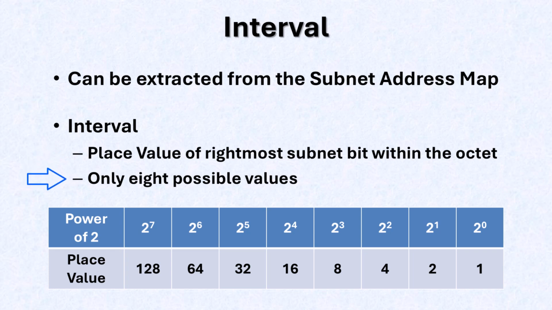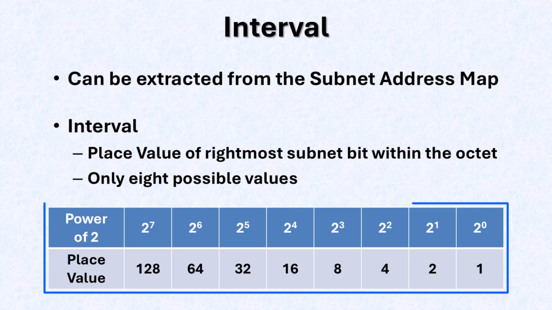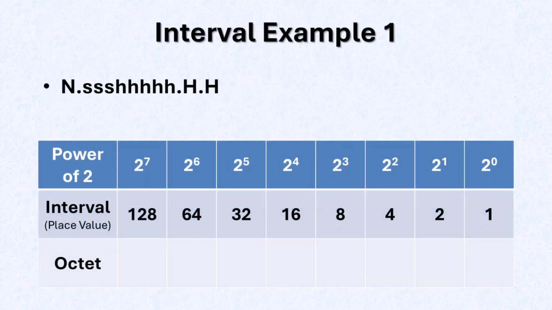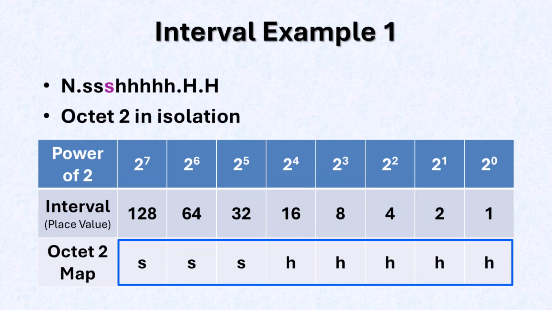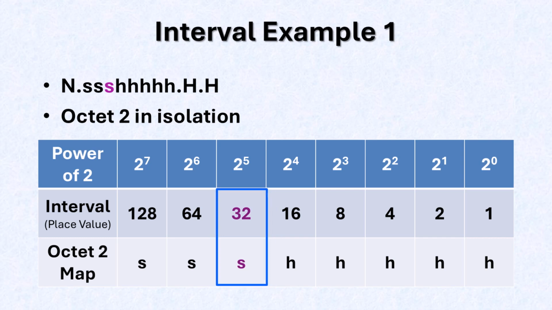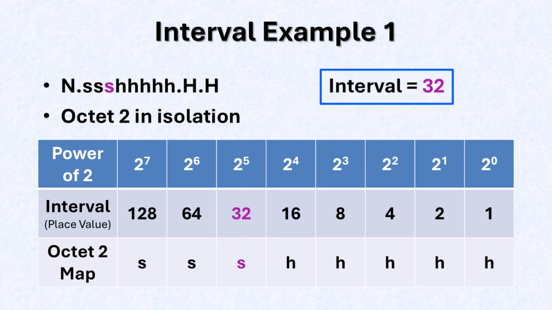It is the place value of the rightmost subnet bit within the octet. When you consider each octet in isolation, there are only 8 possible values. Each value is a power of 2, so we will use the table shown here to help us in the process. In this example, the rightmost subnet bit is the third bit in the second octet. Let's look at only octet 2. Note, the place value of this bit within the second octet is 32.